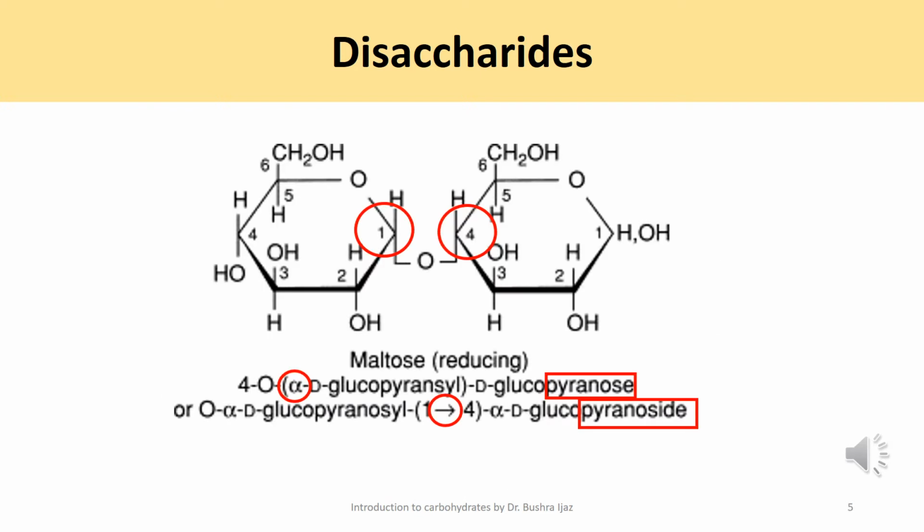Second, we name the non-reducing residue, and to distinguish 5 and 6 member ring structures, we insert a furano or a pyrano into the name. Third, we indicate in parentheses the two carbon atoms which are joined by the glycosidic bond with an arrow connecting the two numbers. For example, if we have 1 with an arrow and a 4 written next to it, it shows that carbon number 1 of the first named sugar residue is joined to carbon number 4 of the second residue.